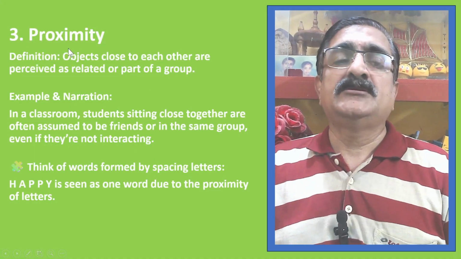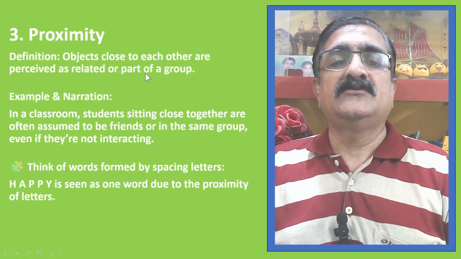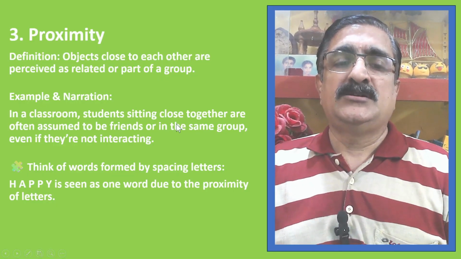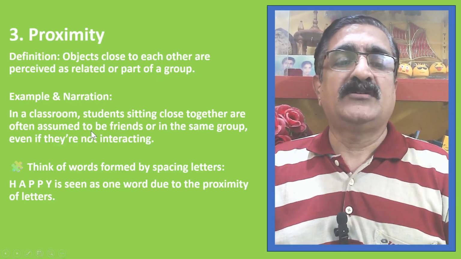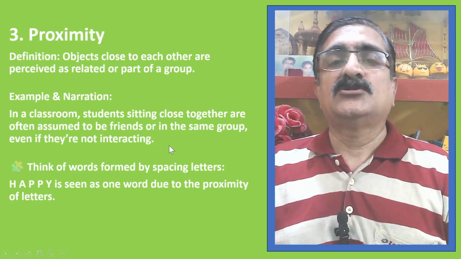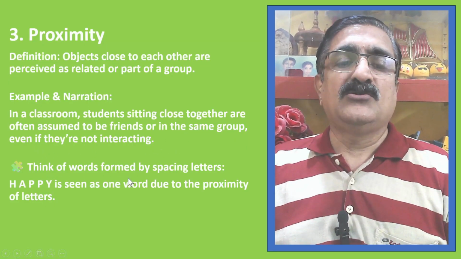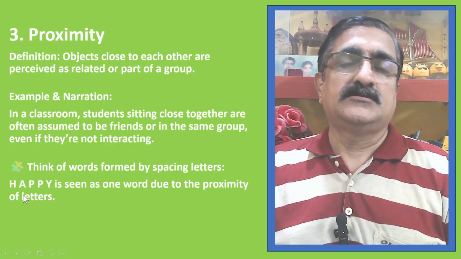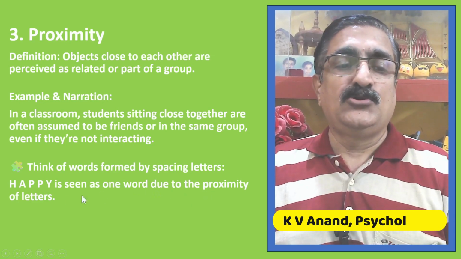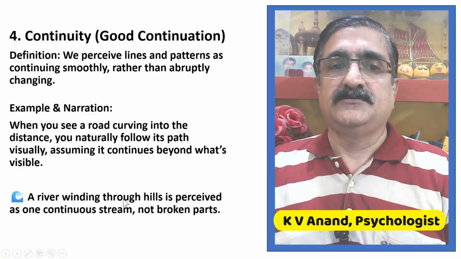The third principle is proximity. Definition: objects close to each other are perceived as related or part of the group. For example, in a classroom, students sitting close together are often assumed to be friends or in the same group, even if they are not interacting. Think of words formed by spacing letters. HAPPY is seen as one word due to the proximity of letters.